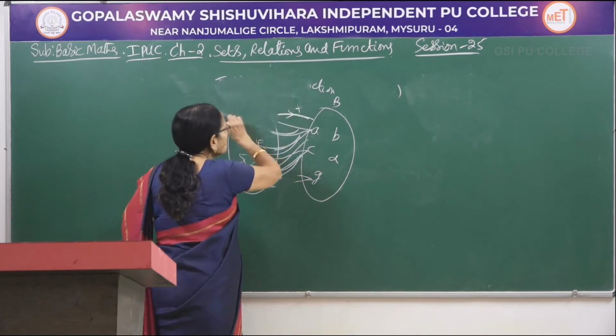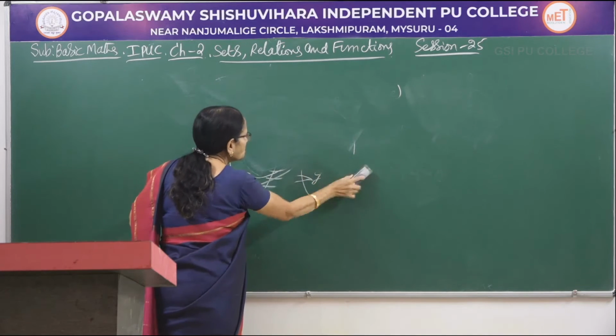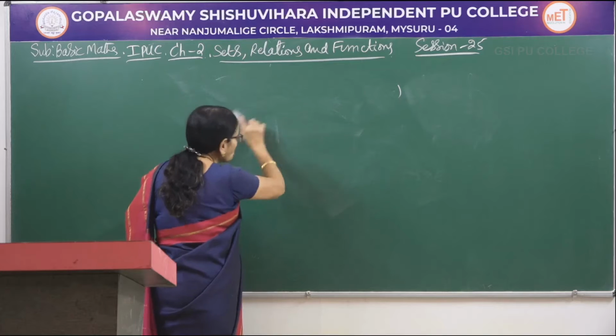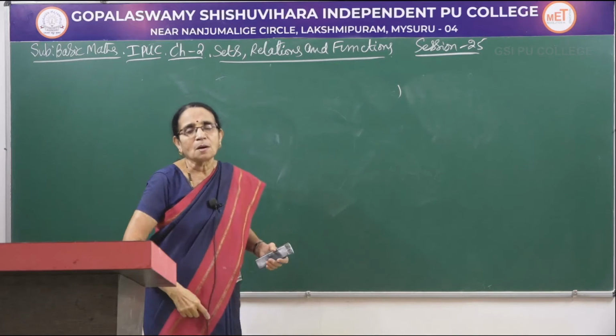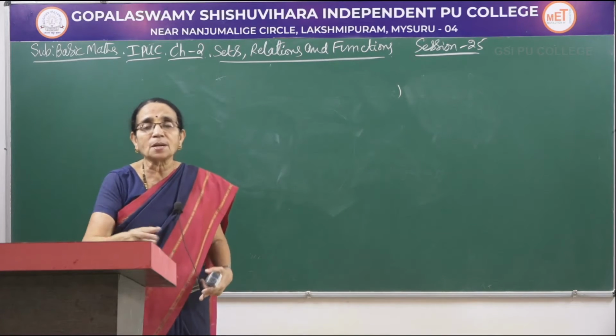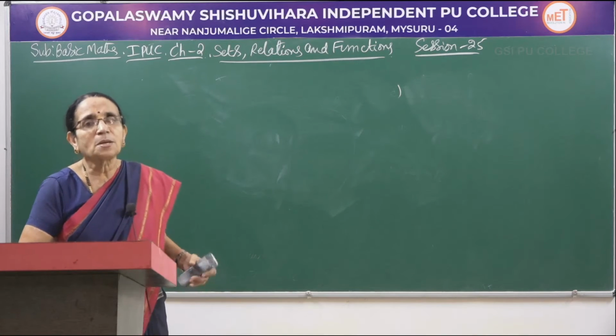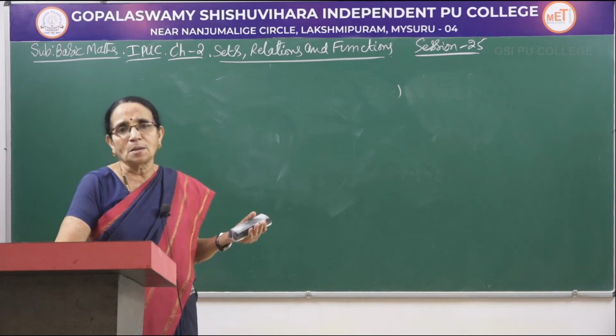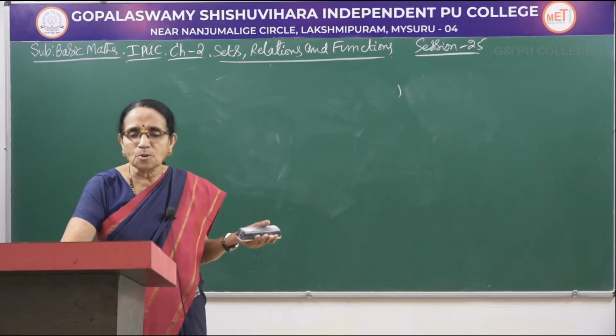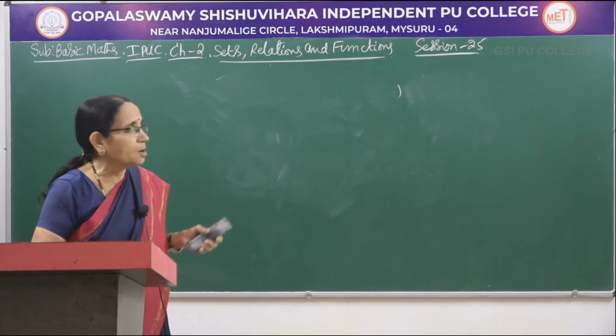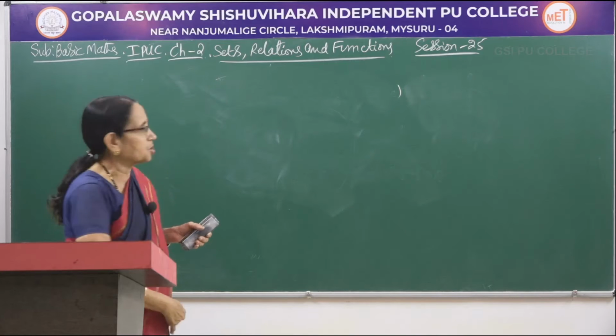Anyway, more than one element should be associated with a single element of the second set, or a single element of the second set will be the image of many elements from the first set, that is from the domain. So this is called a many one function.